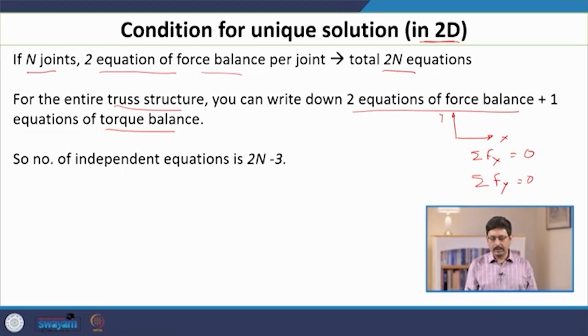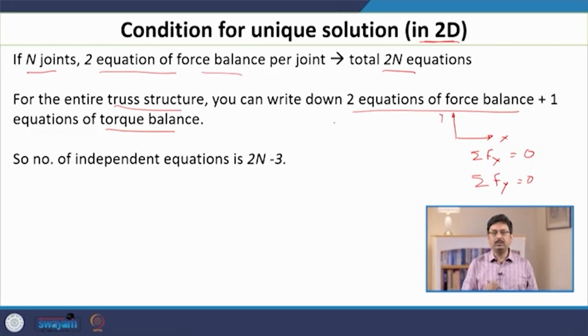Now, why did we not write down an equation of torque balance for a node? You can simply think of it this way. Let us say we take the node itself as the pivot point, and we are looking at all the forces passing through that node. As we have learned before, the torque due to each of those forces about that node itself is 0. So, the point is that for the entire truss structure, you have two equations of force balance and one equation of torque balance, so a total of 3 equations.